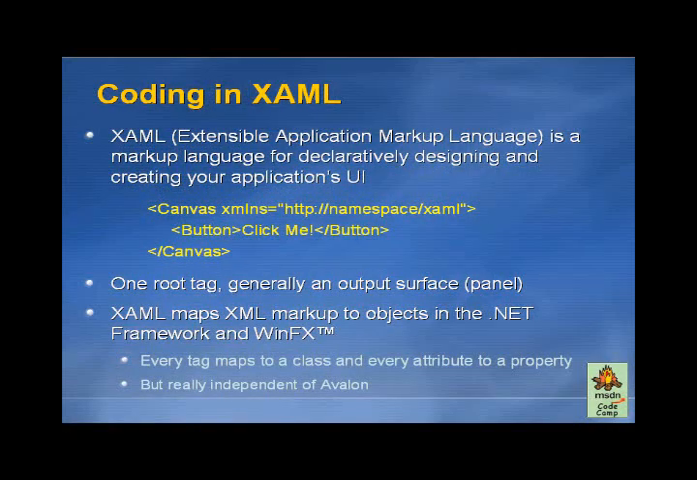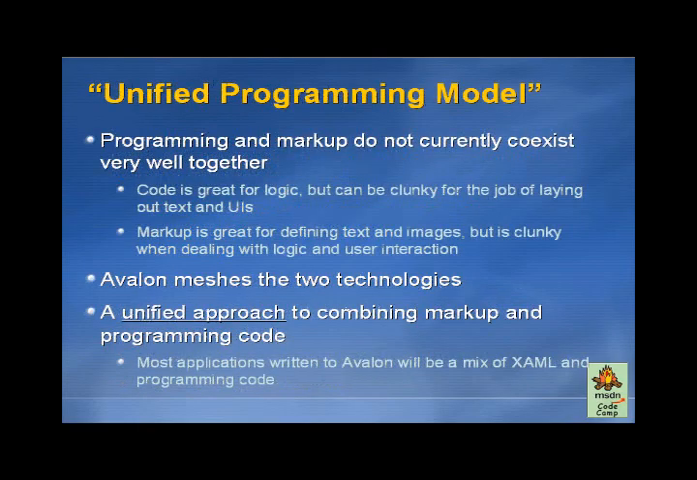But Microsoft has taken it and integrated it with .NET and WinFX and the Visual Studio tools to give you a really powerful environment set of tools for creating these apps. So every tag in XAML maps directly to a .NET class. And every attribute in XAML maps directly to a .NET property. But it's really independent. So why are we doing this?